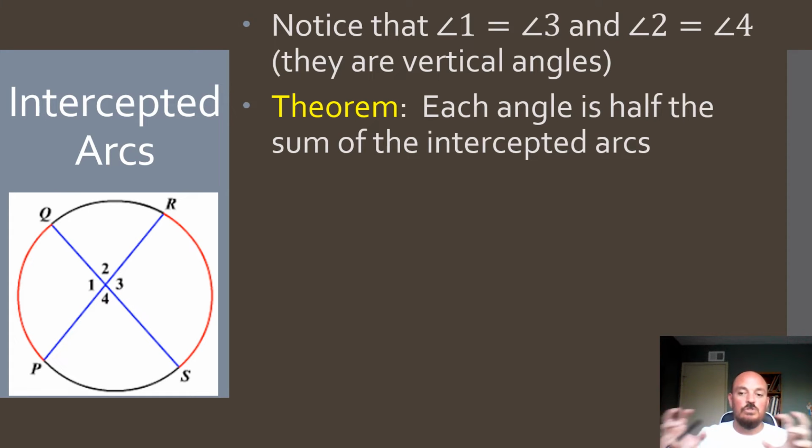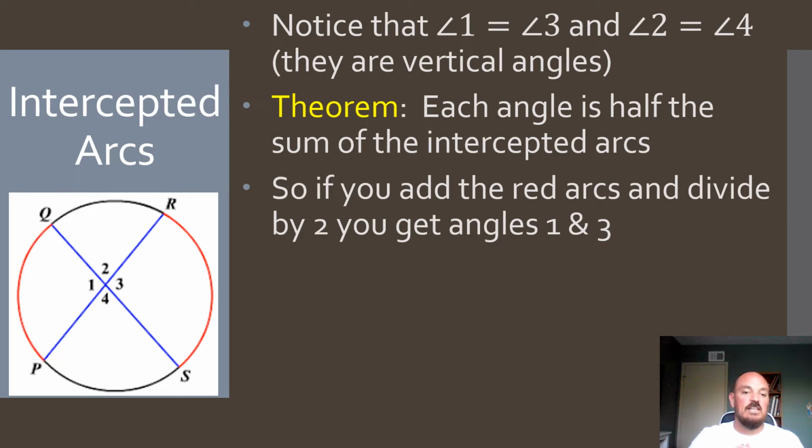So here's our theorem about intercepted arcs. If you want to find those 2 measures, either angle 1 and angle 3, or angle 2 and angle 4, each one of those angles is going to equal half of the sum of the 2 intercepted arcs. And that's why I colored them the way I did in the picture. That's why you have 2 reds and 2 blacks.